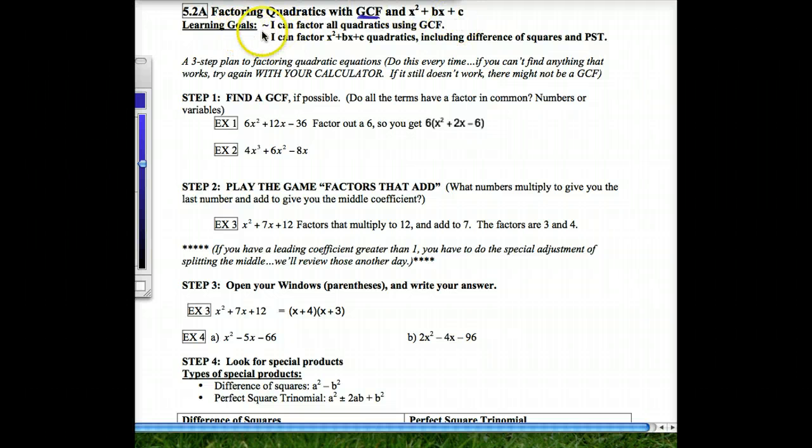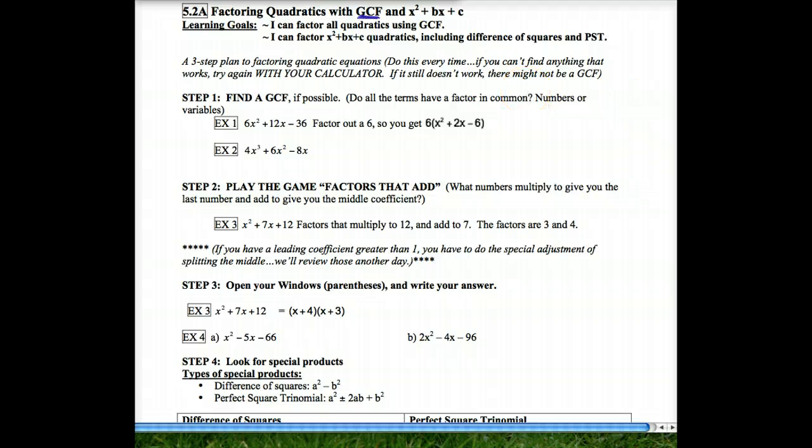So, learning goals: I can factor all quadratics using GCF, greatest common factor, and I can factor x² plus bx plus c quadratics, including difference of squares and PST. If you don't remember what those are, hopefully after we go through some examples that will come back to you as well. So we've got a three-step plan for today with all of our quadratics that we want to factor.